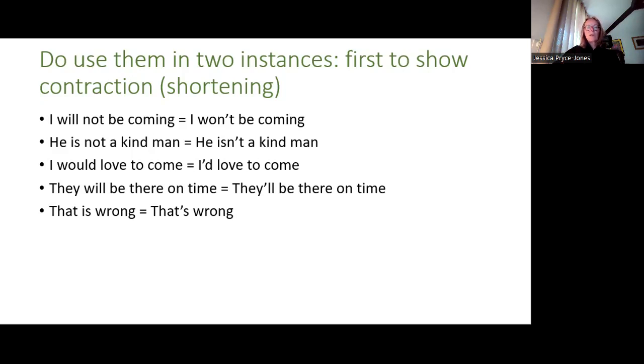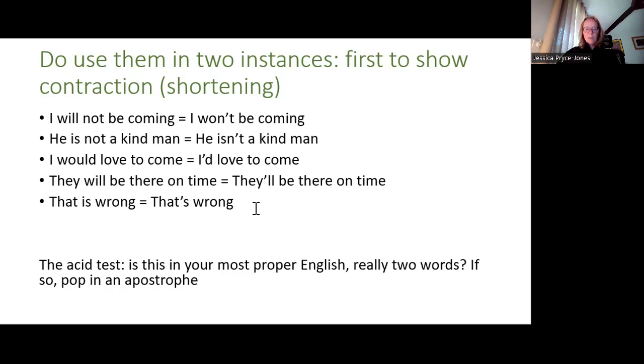So here are some more examples. He isn't, I'd love, they'll, that's. So you're just shortening. Instead of saying he is, I would, they will, that is, you shorten what you say. And when you shorten, you stick in an apostrophe. So the acid test, in your most proper English, are you really using two words? If so, bung in that apostrophe. That's the easy one.